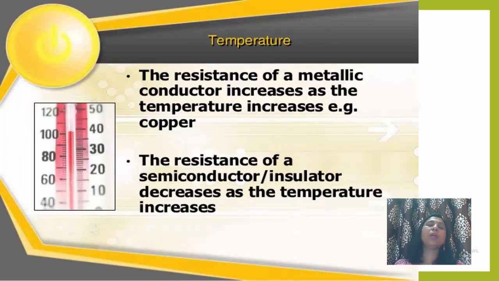Now the third factor on which the resistance of a conductor depends is the temperature of the conductor. The resistance of a metallic conductor increases as the temperature increases, for example copper, and decreases as the temperature decreases. But the resistance of a semiconductor or insulator decreases as the temperature increases.